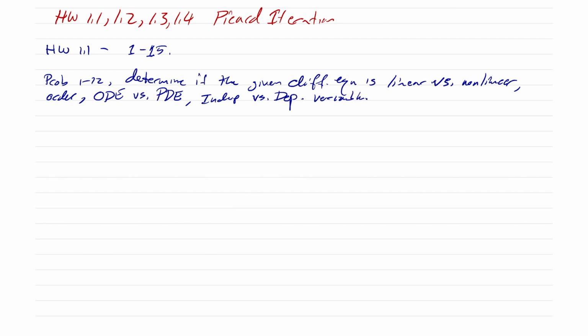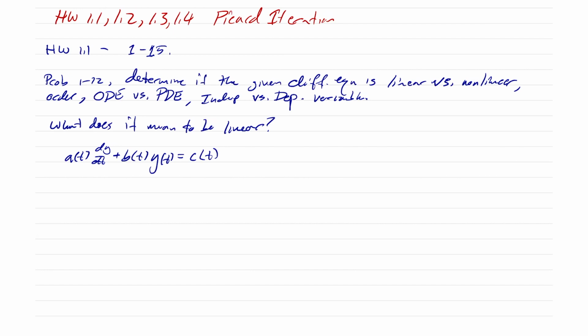I think the one that's confusing most people is trying to figure out if something is linear. So what does it mean to be linear is the question. Basically if we have a linear first order equation, it would be like this: a of t times dy dt, if the dependent variable is y and the independent variable is t, plus b of t times y of t is equal to c of t, right? Usually we don't write y of t, we just write y. So this would be a linear first order ODE.